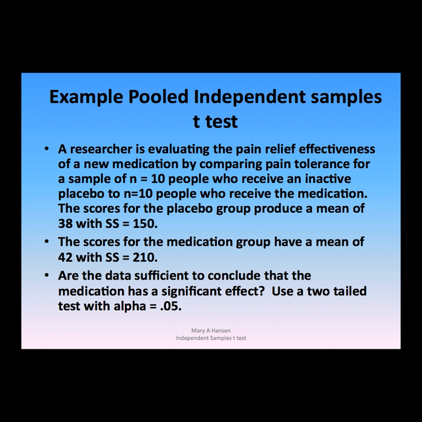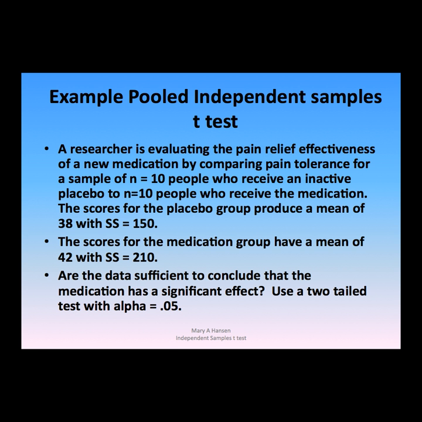Consider the following example. A researcher is evaluating the pain relief effectiveness of a new medication by comparing pain tolerance for a sample of n equals 10 people who receive an inactive placebo to 10 people who receive the medication. The scores for the placebo group produce a mean of 38, and the sum of squares from the data is 150. The scores for the medication group have a mean of 42, sum of squares equals 210.